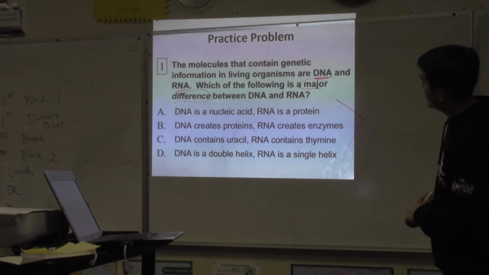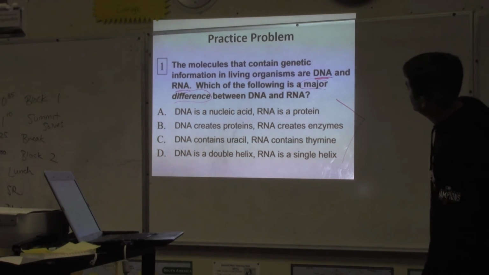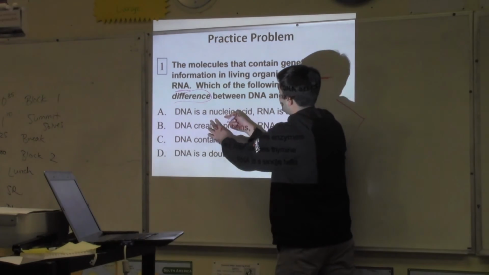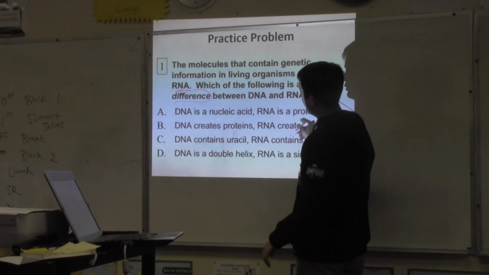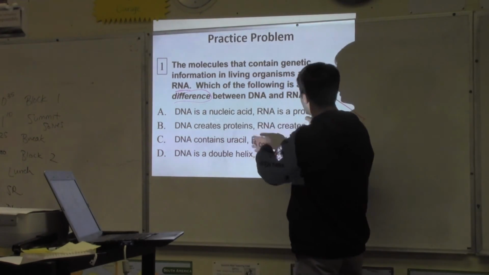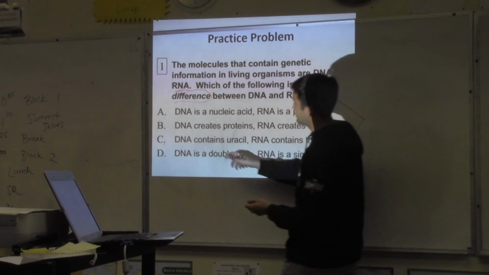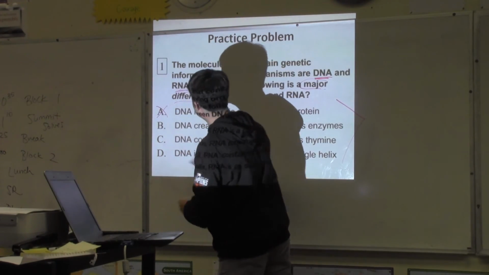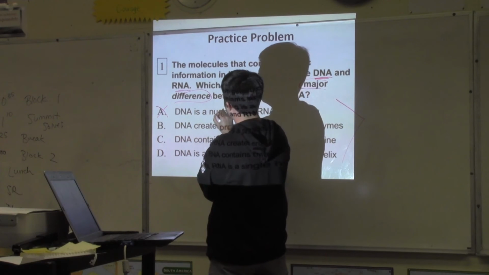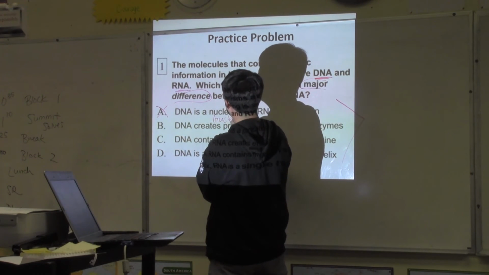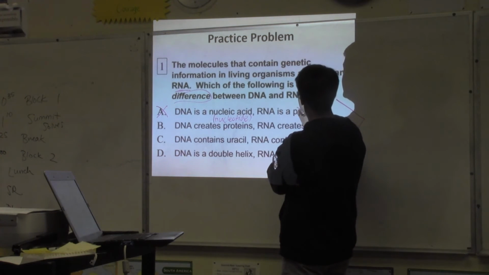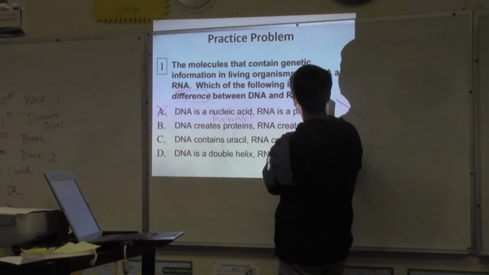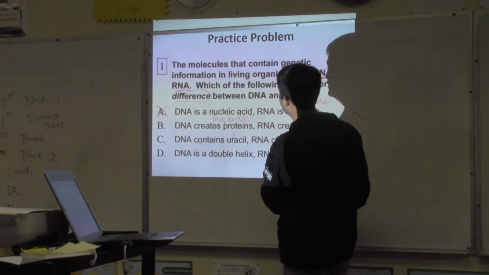So let's go through these answers. It says DNA is a nucleic acid, RNA is a protein. We haven't really talked about nucleic acids or proteins at all, so that's probably not the right answer. So we can probably eliminate that choice. Nucleic acid is also just another word for nucleotide. But we also know that RNA is also a nucleotide, it's not a protein. Okay, so that's definitely the wrong answer.